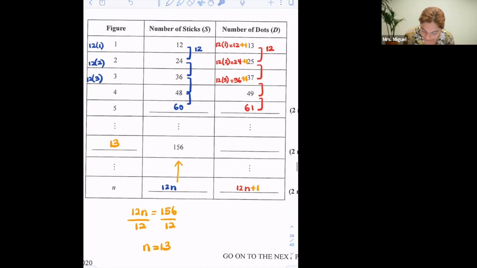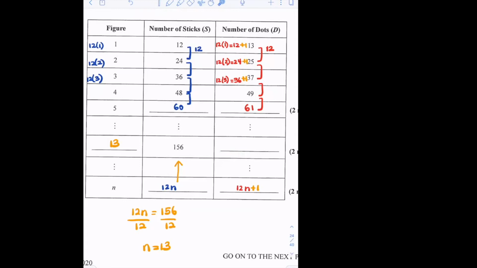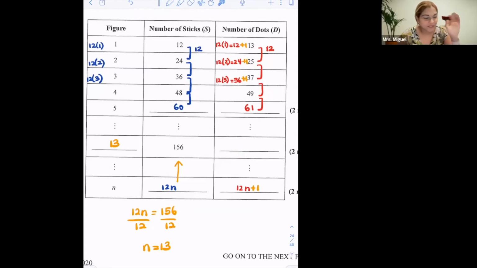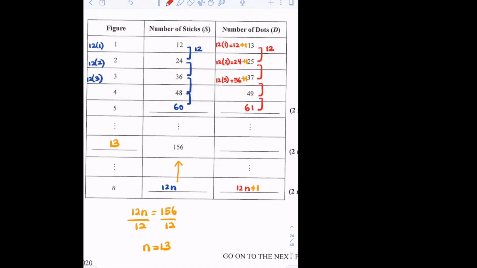Now, how am I going to find this now? Which formula am I going to use and what number for n am I going to use? You have to multiply 13 by 12 and plus 1. Very good. So he answered everything all in one. Thank you, Ronaldinho. So you multiply 13 by 12 and you add 1. Go ahead. It's 157. Excellent.